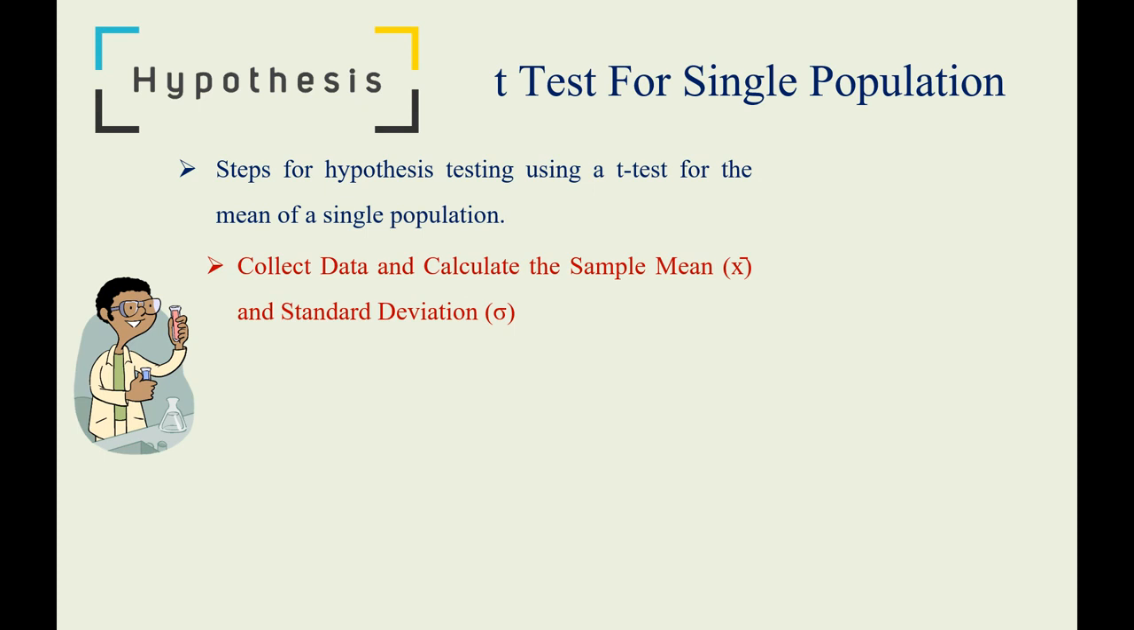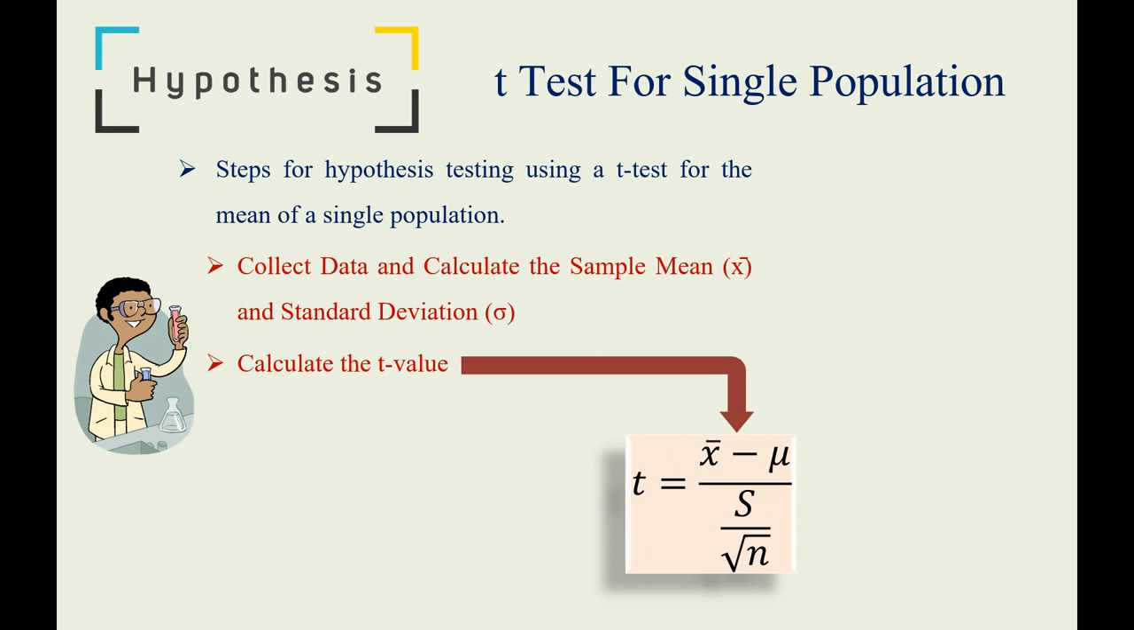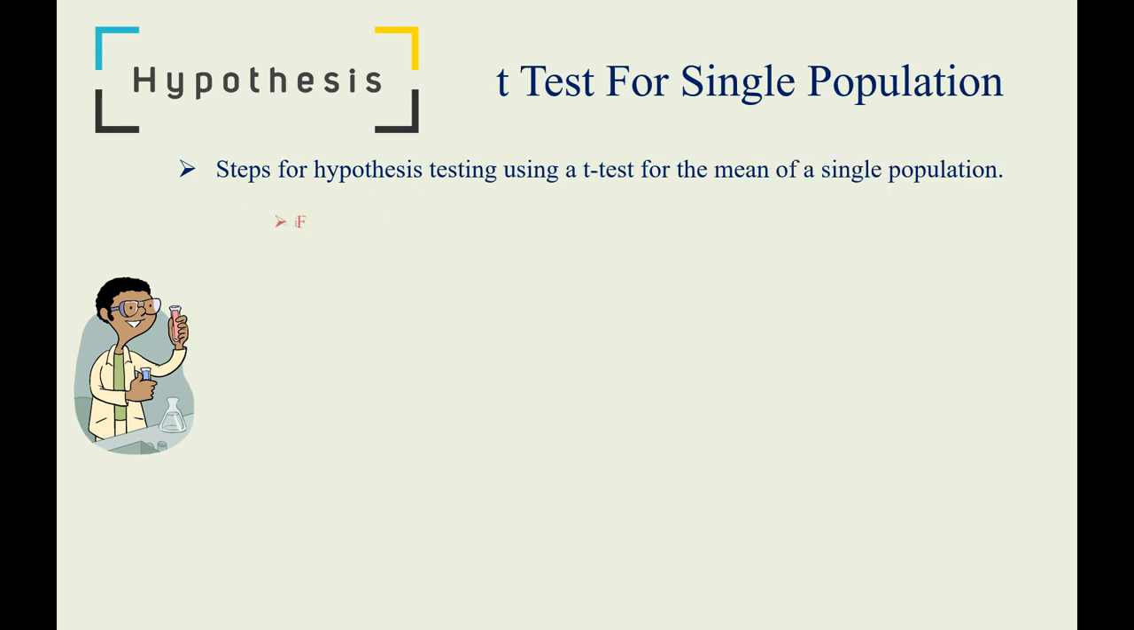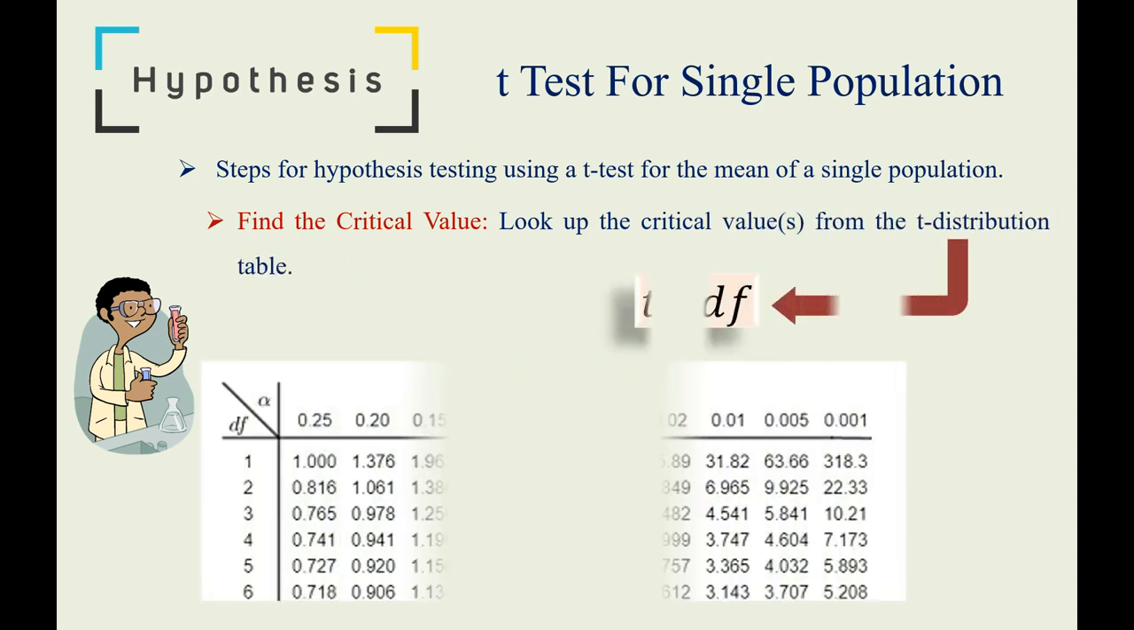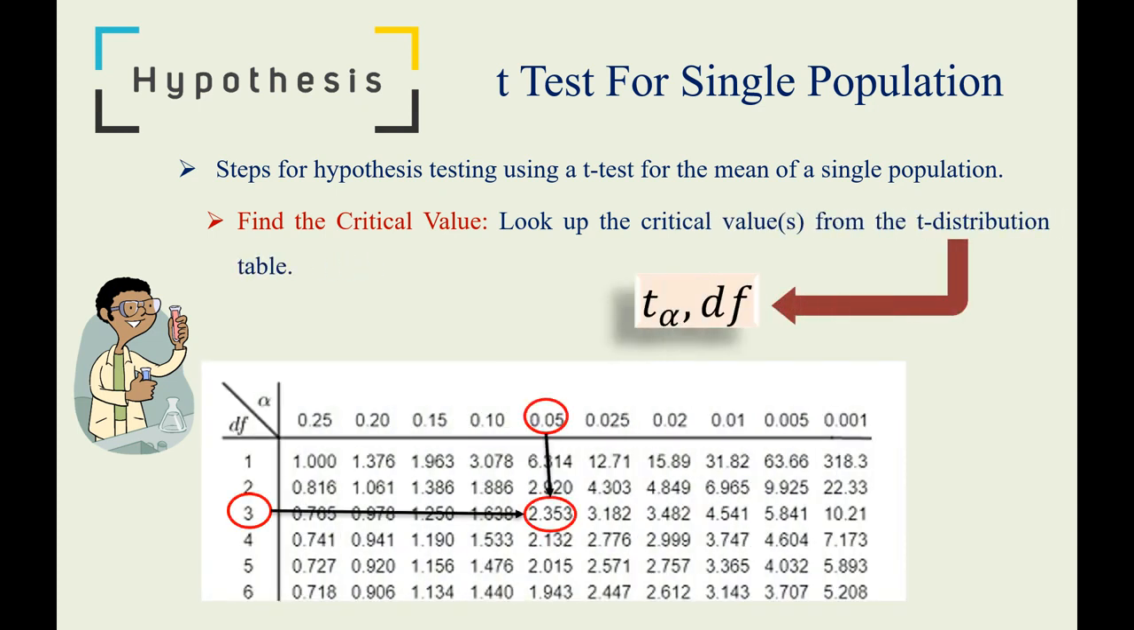Fifth step is, calculate the t-value. The formula to calculate the test statistic, that is t-value, is, t is equal to sample mean minus population mean divided by standard deviation divided by under root n. For a single sample t-test, the degrees of freedom is equal to n-1. Sixth step is look up the critical value from the t-distribution table corresponding to the chosen significance level and degrees of freedom. Alternatively, use statistical software to find it.